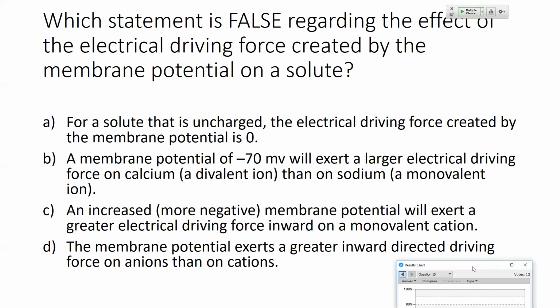So an uncharged particle has no electrical driving force essentially. It's not going to move in either direction. There may be a chemical driving force based on concentration gradient, but no electrical force, right? So that's 0. B is also true. A membrane potential of -70 will exert a larger electrical driving force on calcium, which is divalent, than on sodium, right? Can anyone say why B is correct?